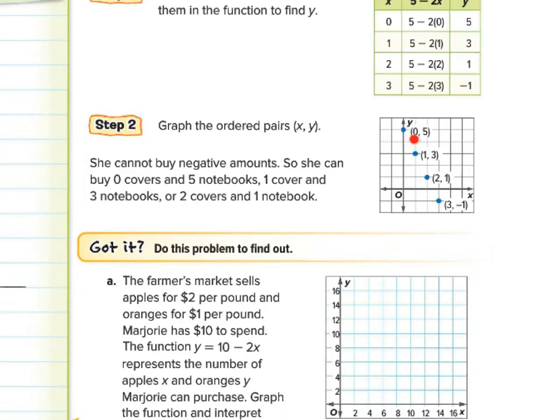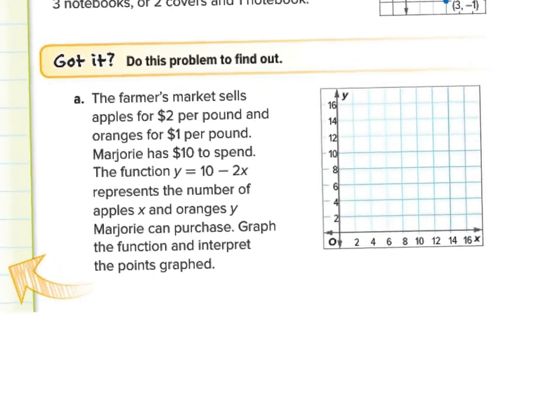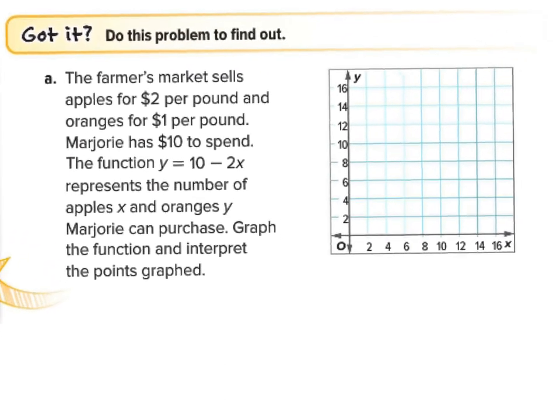Okay, so 0 covers, 5 notebooks. Each notebook is $1. That's the combination. She could also buy 1 cover for $2 and 3 notebooks, $1 each. Or she could buy 2 covers and 1 notebook. But this is not possible. Okay, let's try this one here. If you think you know how to do it, please pause the video now.